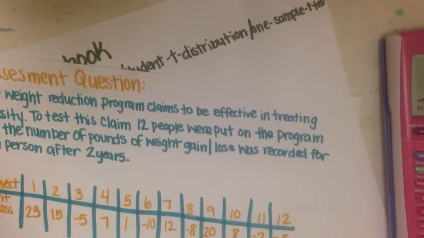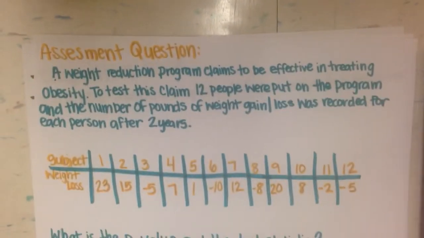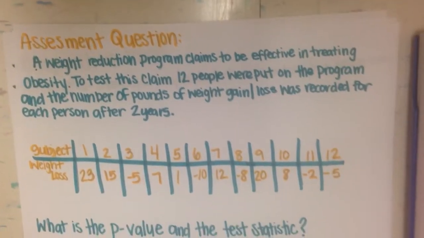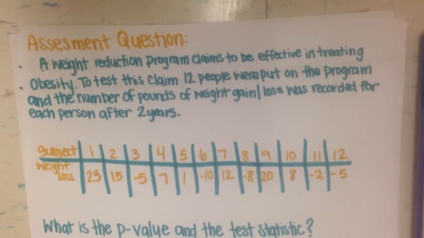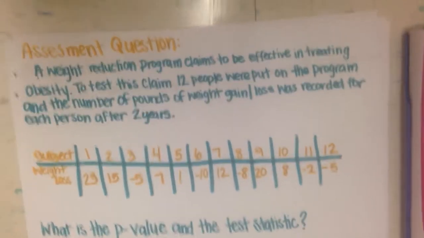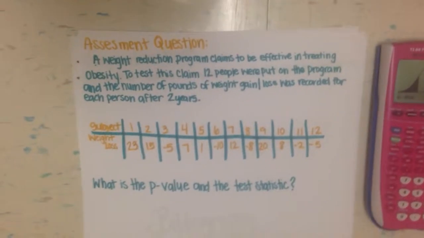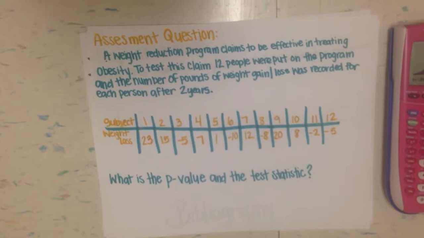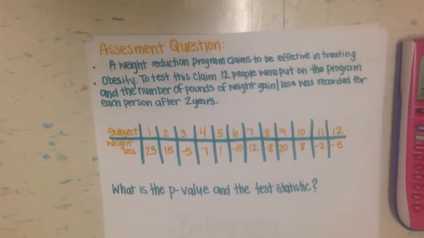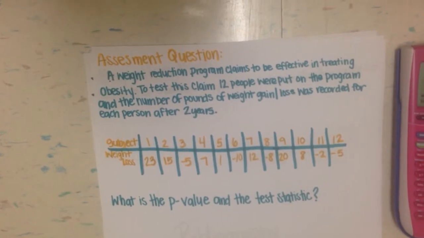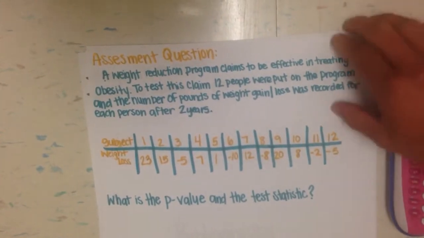So now we will do an assessment question. A weight reduction program claims to be effective in treating obesity. To test this claim, 12 people were put on the program and the number of pounds of weight gain/loss was recorded for each person after 2 years. The data reported is shown below, and so it is your job to find the p-value and the test statistic. So do that on your paper now.